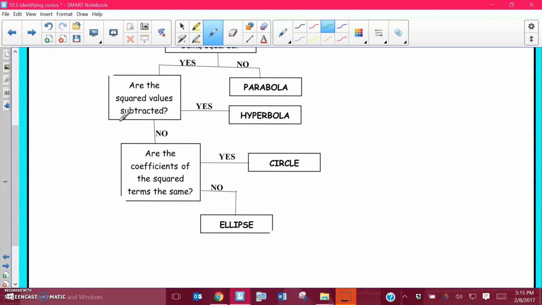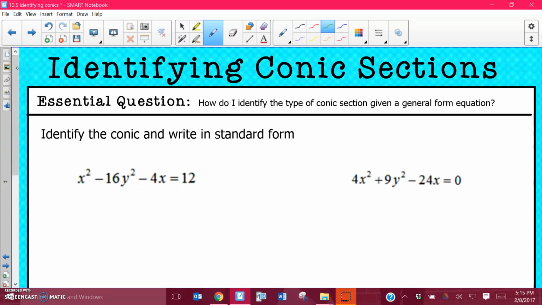Okay, so let's look at some examples. We're going to identify the conic and then we're going to write it in standard form. So the first thing we want to do is figure out what kind of conic section I'm looking at in the first place. The first thing I look for is, is there both an x squared and a y squared? On this one, I have x squared and y squared. So cool. Then I look and see, are they being subtracted? Yes, one is positive, one is negative. So that stops me on my flow chart and I know that this is going to be a hyperbola.